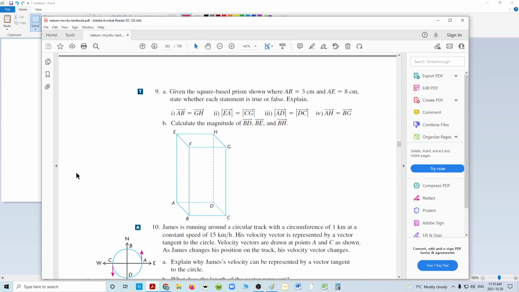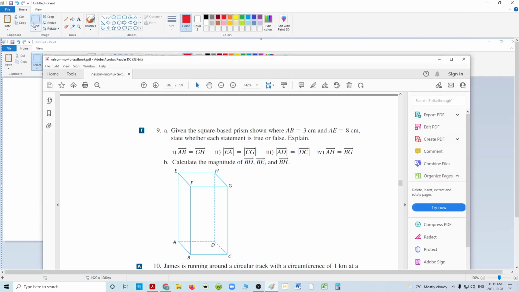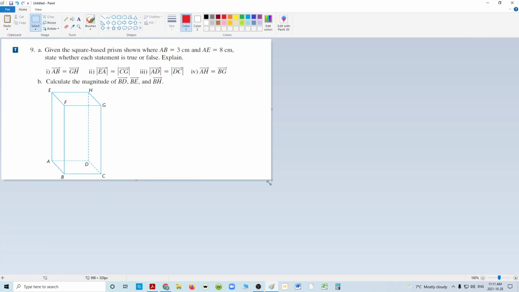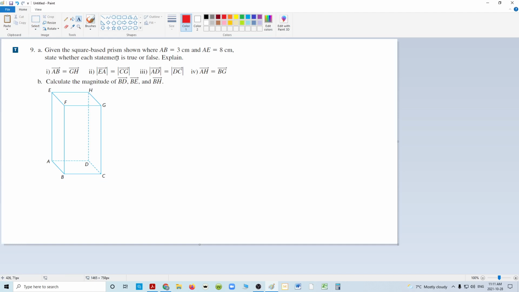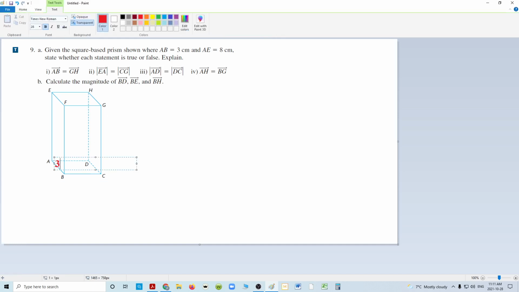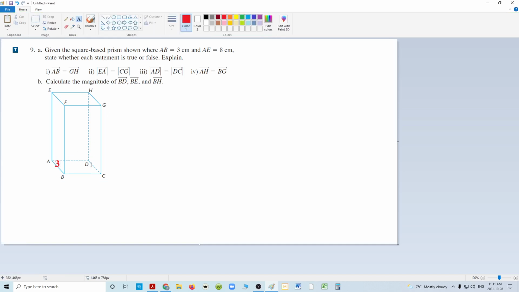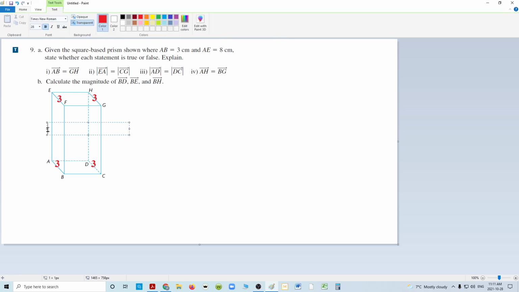Okay, given a square-based prism. So the nice thing about square-based prisms is they all have right angles. And they even tell you some information. They tell you AB is 3. So right here is 3, which means this is 3, which means this is 3, which means this is 3. And they tell you AE is 8.